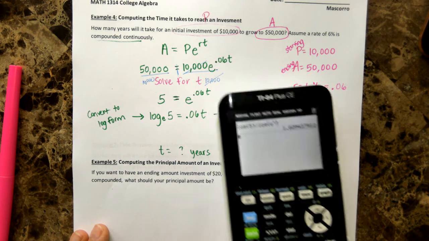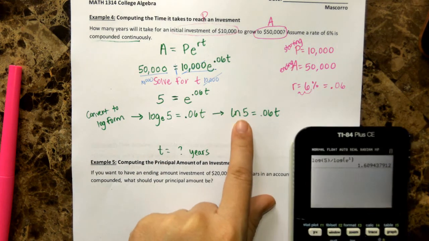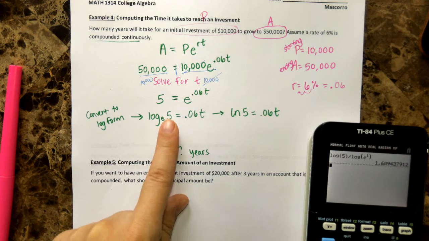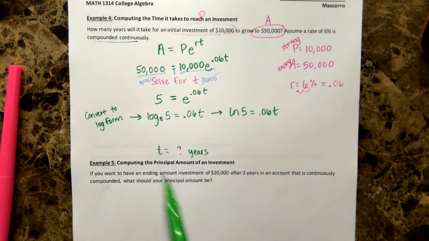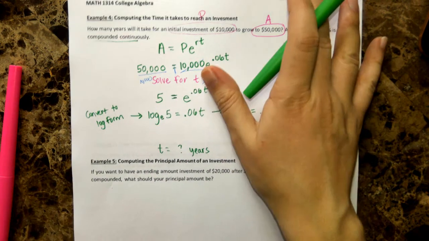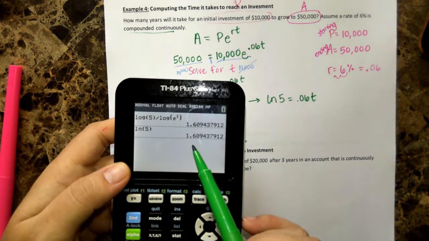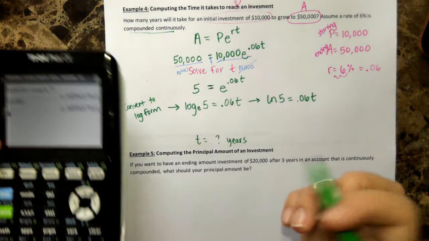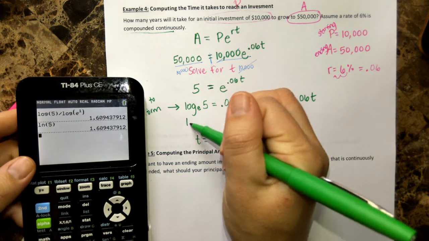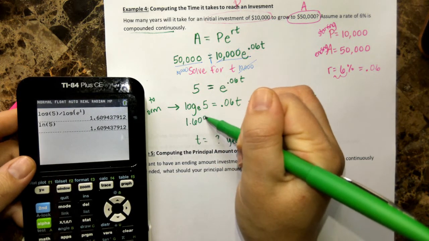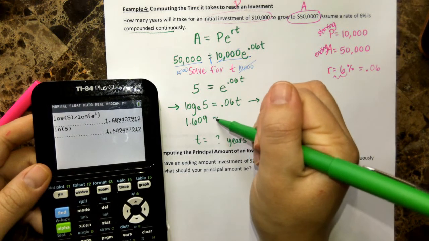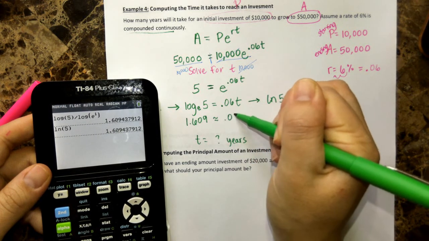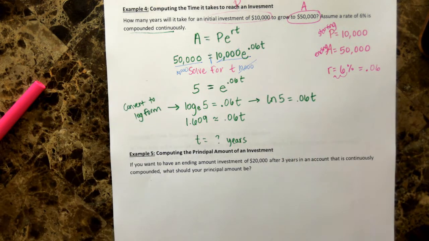And get your answer if you want to figure out what that is. Or you could just use natural log of 5, because log base E of 5 is the same thing as natural log of 5. You could have also done that, and you'll get the same answer. See? But regardless, log base E of 5 or natural log of 5, however you want to notate it, is 1.60943, etc. So I'm going to go ahead and write that. 1.609. I'll just go ahead and round it to 3 decimal places for now. It's approximately 0.06 t.